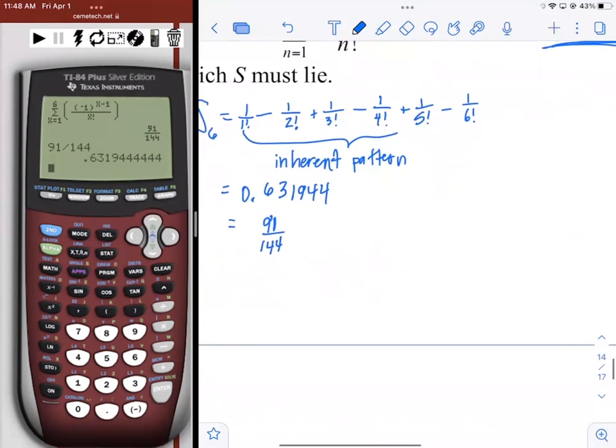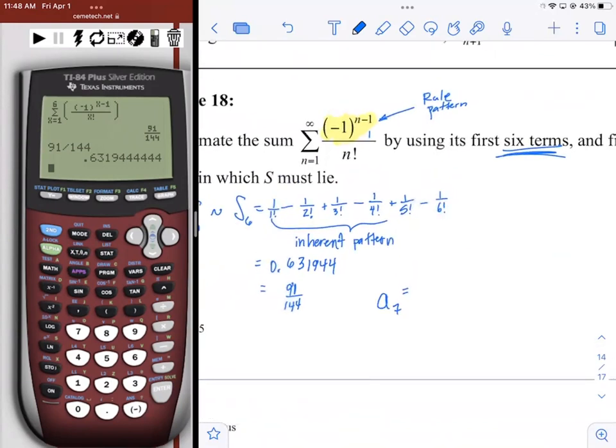So here's what we could do. What is A? So how many terms did we use? 1, 2, 3, 4, 5, 6. So what's the first unused term? The 7th. So that's A sub 7, which when you plug it in, 7 minus 1 is 6, it doesn't matter. We take the absolute value of it anyway, so we don't need to worry about the alternator. It's 1 over 7 factorial. Okay. That's the first unused term.